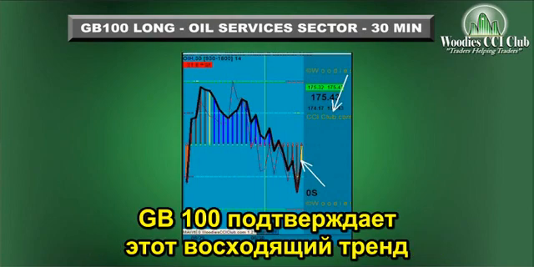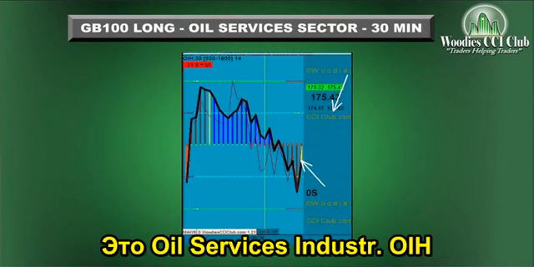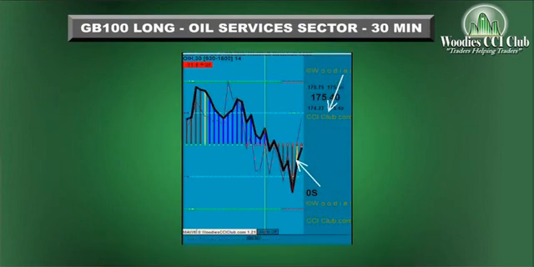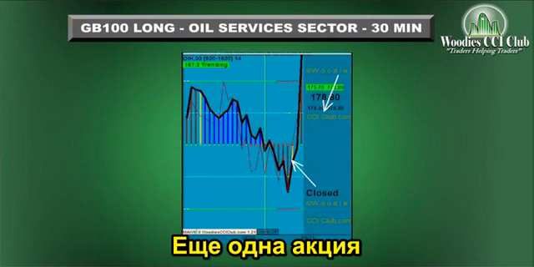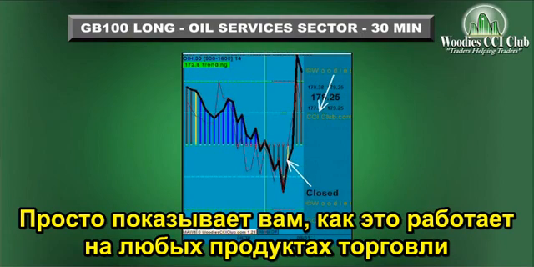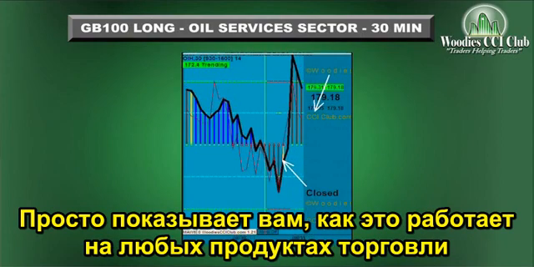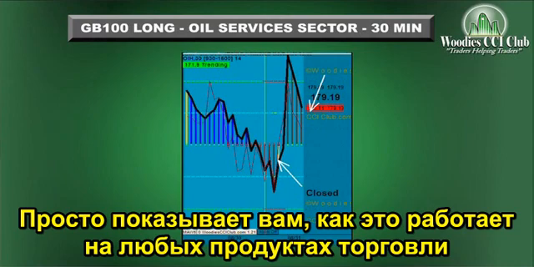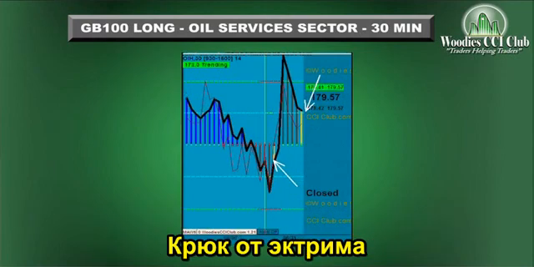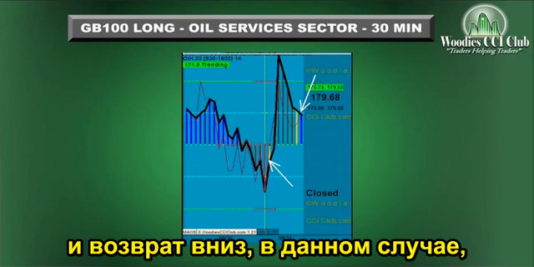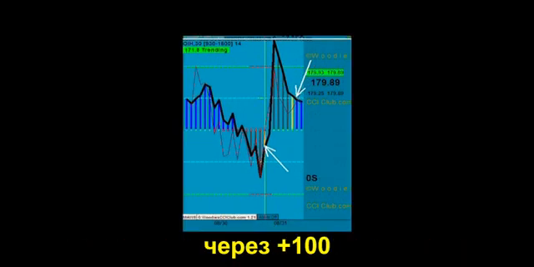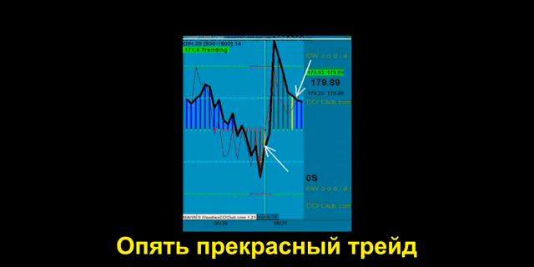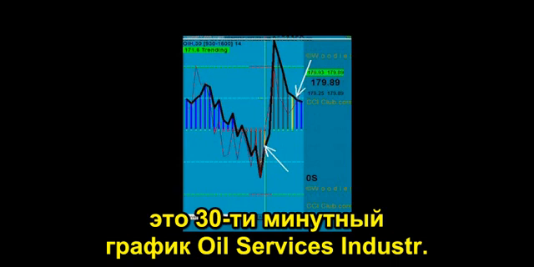So let's take a look at this trade. This is in the oil service industry, the OIH. Again, another stock. Just to show you people that this works on all kinds of vehicles to trade. Hook from extreme, and coming back down through the minus, in this case, the plus 100. So again, a beautiful trade. This is a 30-minute chart, by the way. This is a 30-minute chart on the oil services.